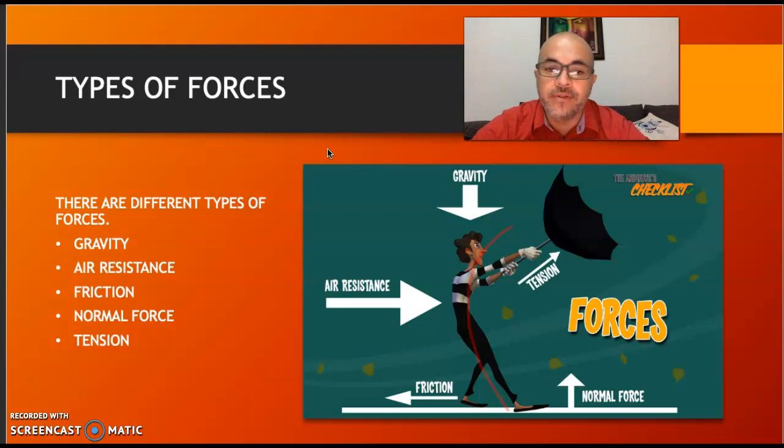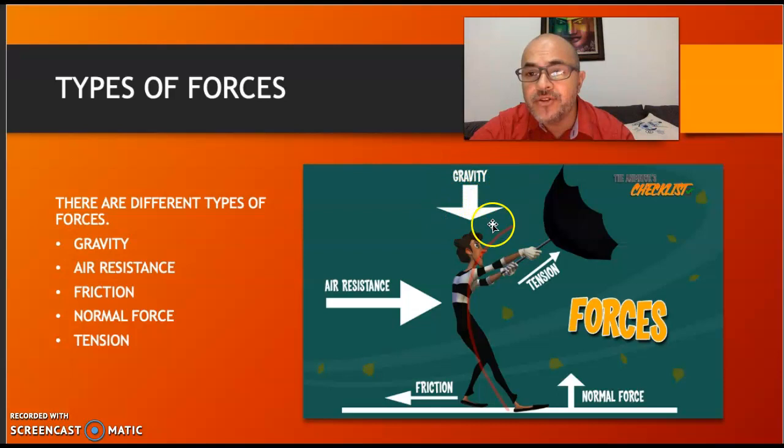Here we have different types of forces. We have gravity, air resistance, friction, normal force, and tension. Look here, gravity is the force that creates the planet and pushes you down. If you didn't have gravity, you would fly like a bird in the sky. Gravity is the force that pushes you down and keeps your feet on the ground.